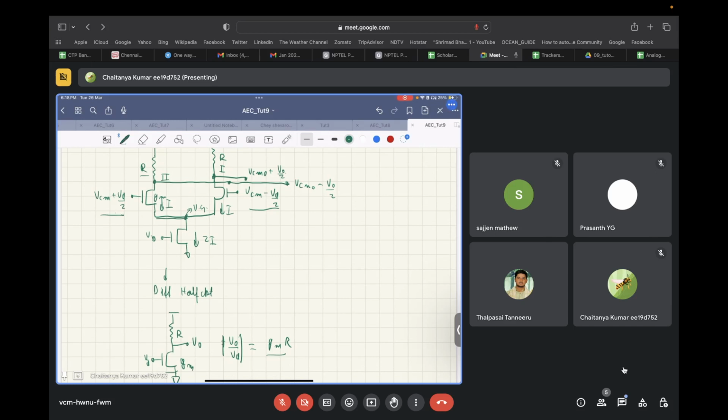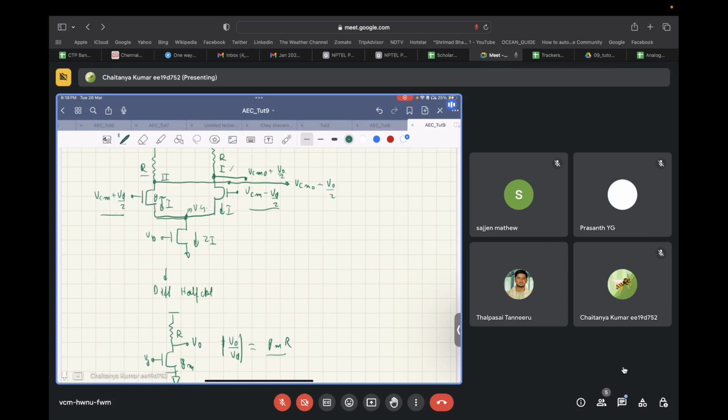Since the sign can be inverted quite easily, we need not worry about the sign. We can just consider node 1 as the positive terminal and node 2 as the negative terminal of the output, and get a positive gain, that is GM times R. Okay, so we got this gain of GM times R.